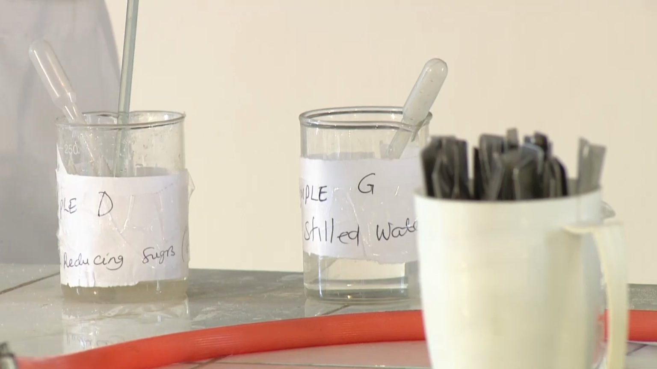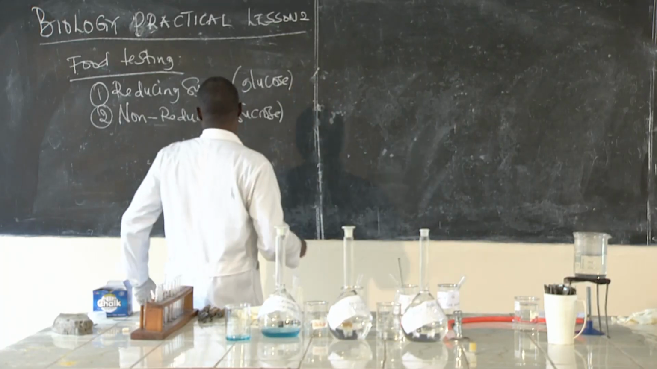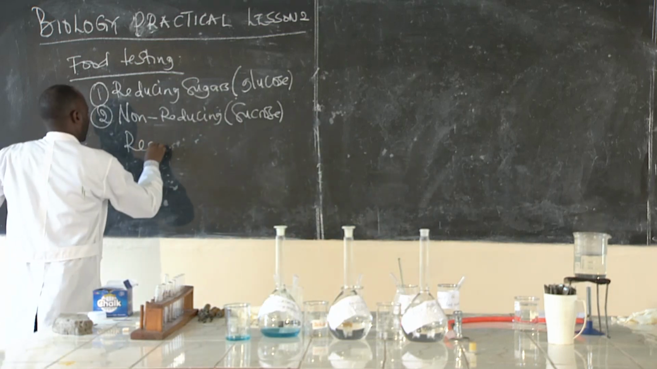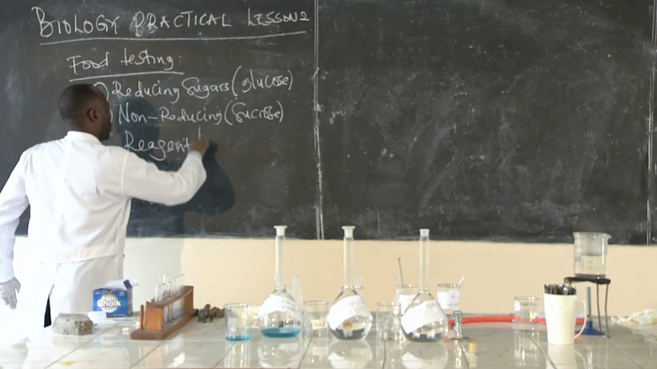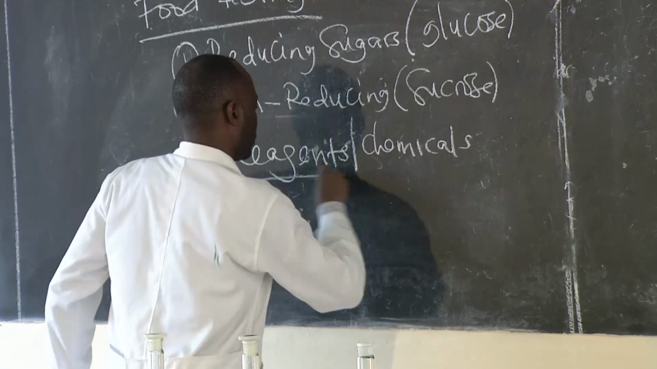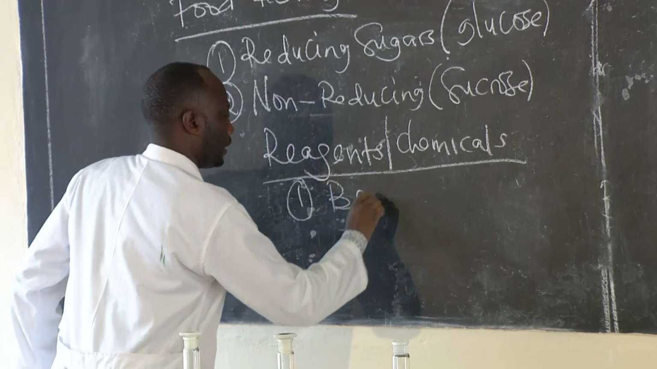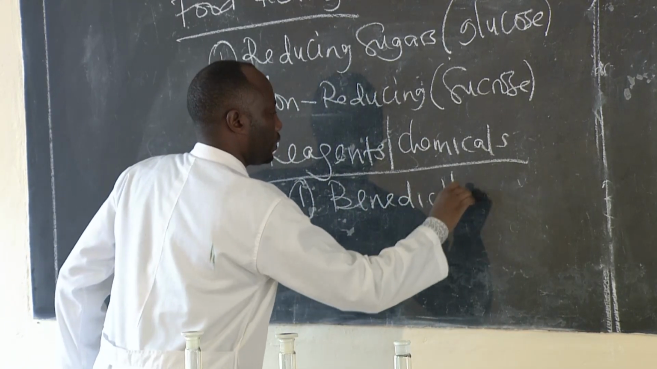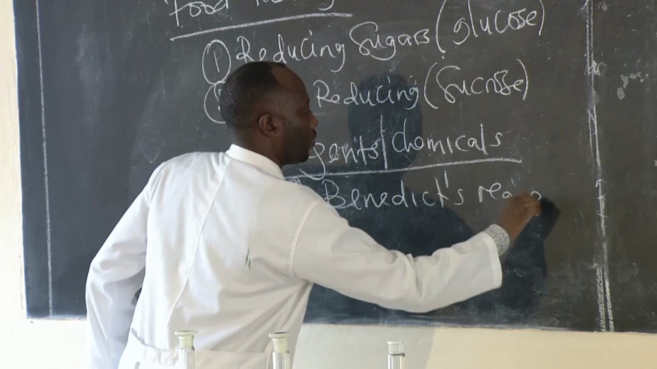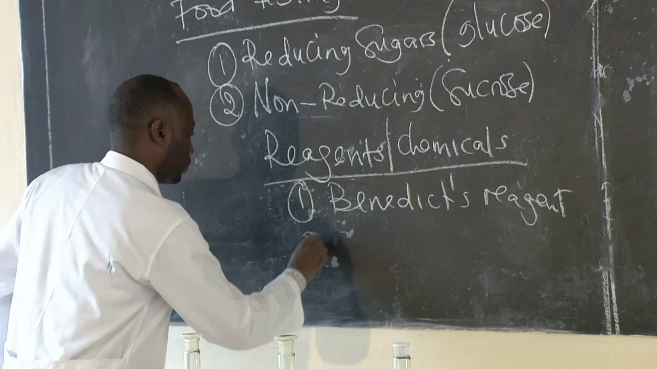I'll be using the chemical reagents. Let me just write the reagents that we are going to use. Reagents, or we can call them chemicals that are going to be used. I'm going to use, number 1, the Benedict's reagent, or you can call it a solution.